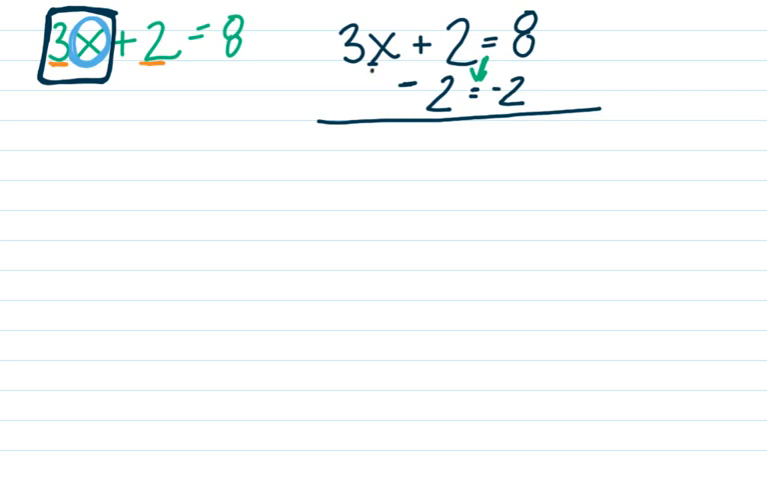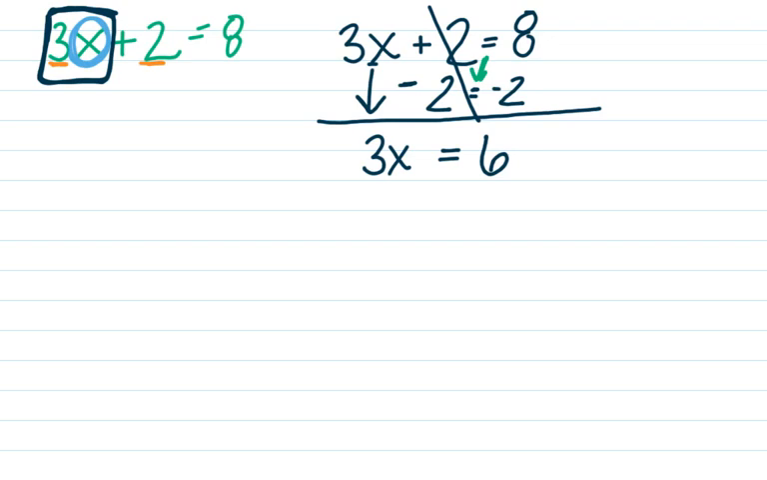Okay, I didn't touch the 3x, so it just comes down. A plus 2 and a minus 2 cancel each other out. And then 8 minus 2 is 6. I'm getting closer, but I'm still not there because the x, the variable, is not by itself.